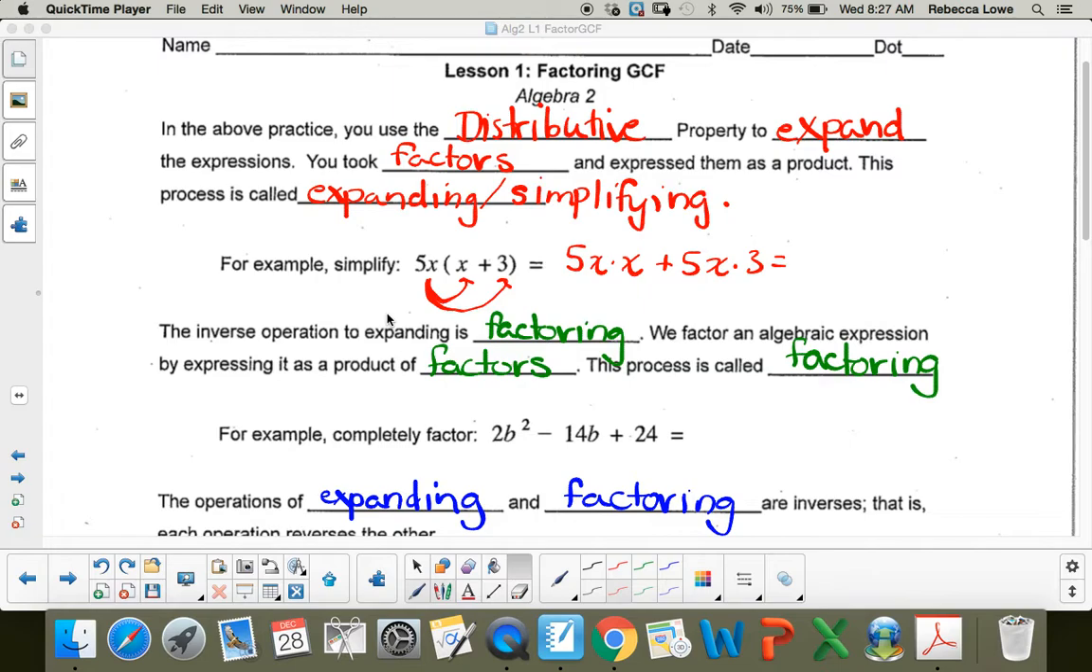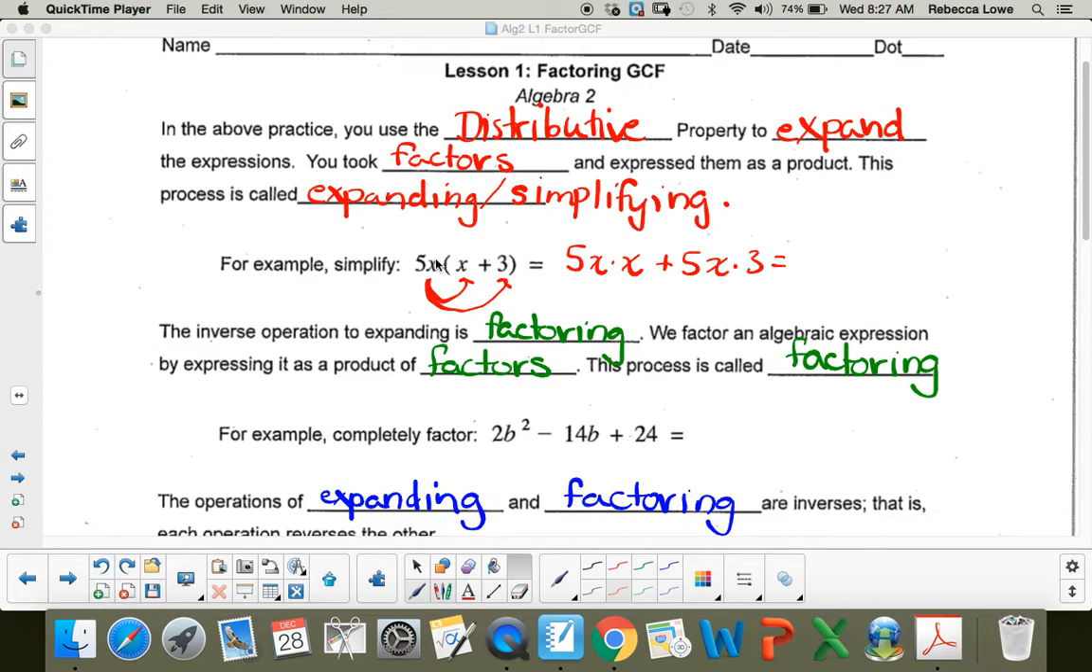This is our second video, and now we're going to actually get into the factoring. Before, we were doing the expanding, reviewing that. So this says in the above practice, you use the distributive property to expand. You took factors and you expressed them as a product. This process is called expanding or simplifying.